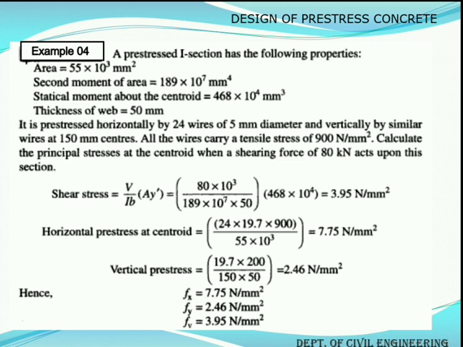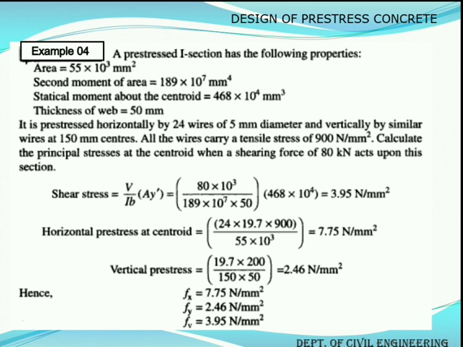So, example number 4. In this example, we have an I section of area 55 into 10 raised to 3 mm square. The second moment of area, that is moment of inertia I, is directly given as 189 into 10 raised to 7 mm raised to 4, and the statical moment of area, that is A into y bar, is also given, which is 468 into 10 raised to 4 mm cube. The thickness of the web is mentioned as 50 mm.